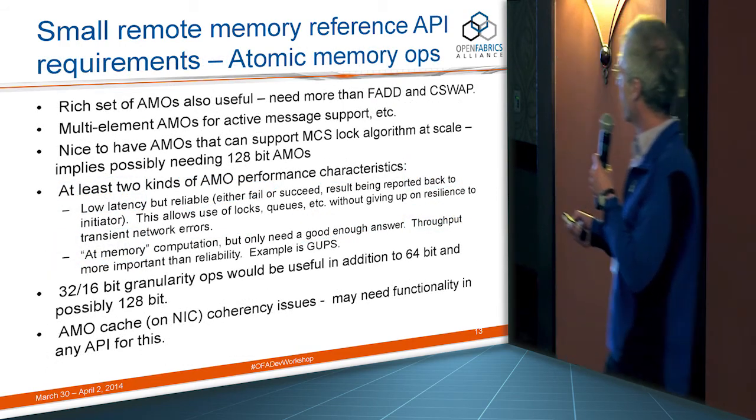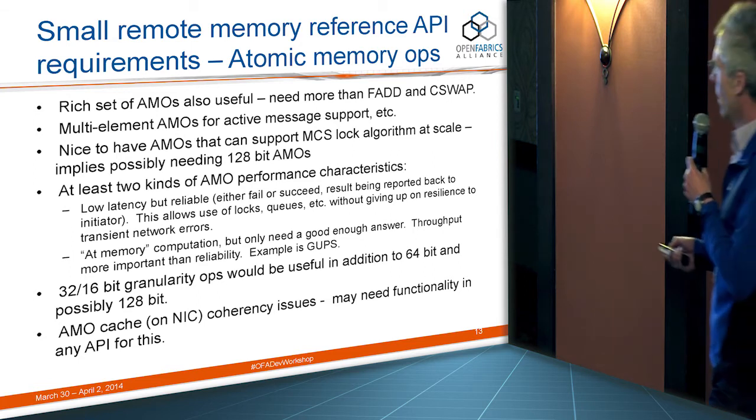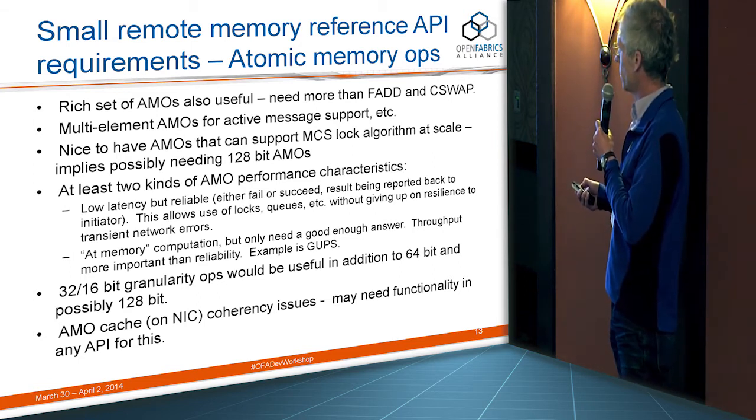A little bit about AMOs. Just following up from basically what Nathan said, we need more than fetch and add and compare and swap. There was a request for multiple element AMOs, especially for active messages. Bigger AMOs like 128 bits, so you can have more flexible MCS lock algorithms, for instance. At least two flavors of AMOs.